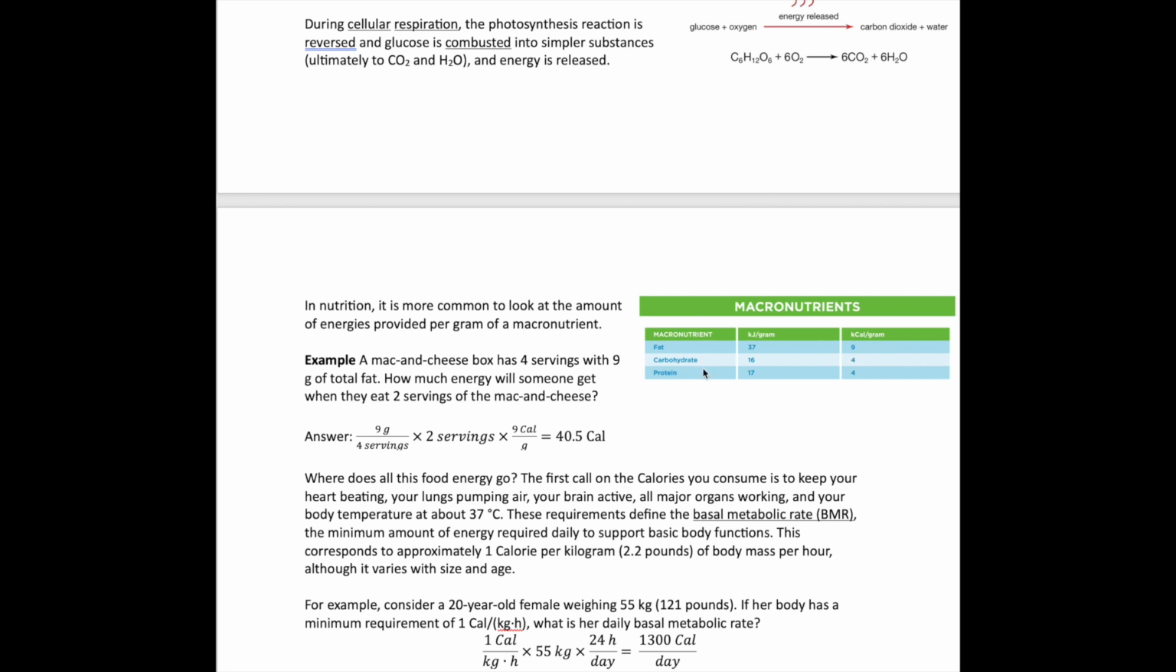The amount of energy we get is typically provided per gram of each of the macronutrients. And so we can see here that fat produces 9 calories per gram. It's referring to that nutritional calorie. 9 nutritional calories per gram for fat. Carbohydrate and protein both provide 4 calories per gram.